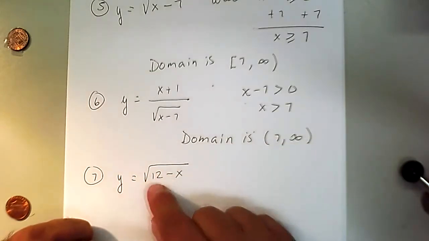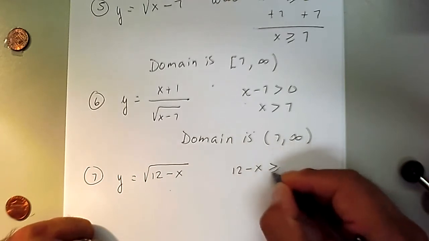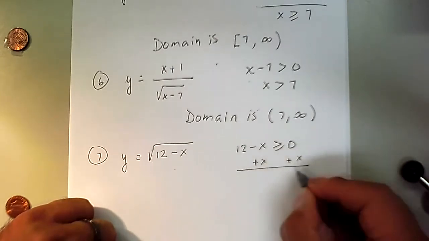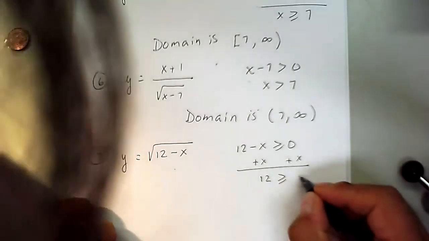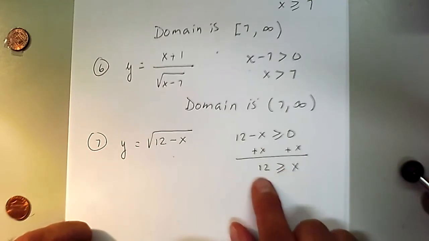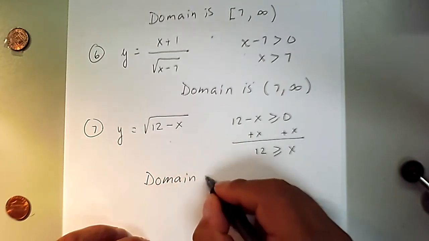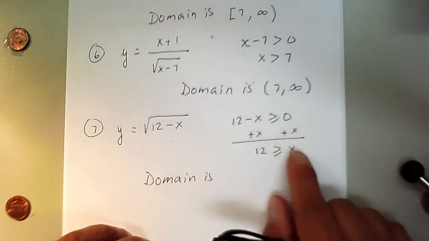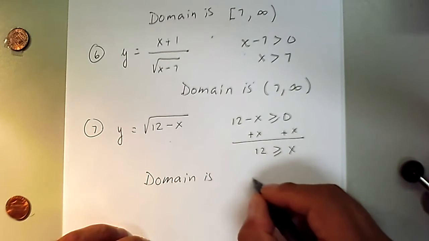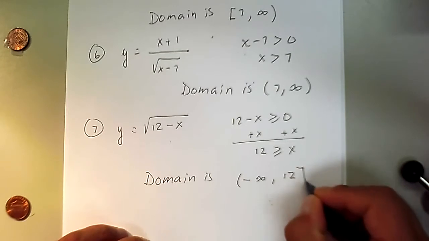So we want the radicand, 12 minus x, to be greater than or equal to 0. We can add x to both sides of the inequality. So 12 has to be greater than or equal to x. Another way to say this is that x has to be smaller than or equal to 12. So the domain is from, okay, x has to be smaller than 12, which means to the left of 12. So we have to start with negative infinity, and then we end up with 12.